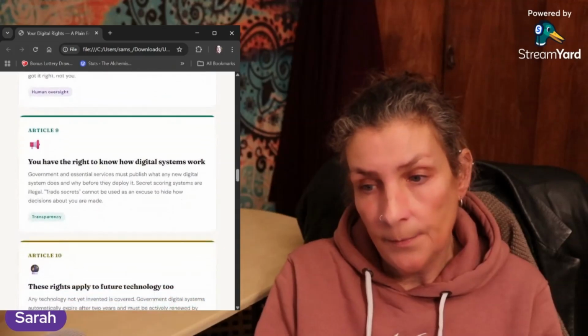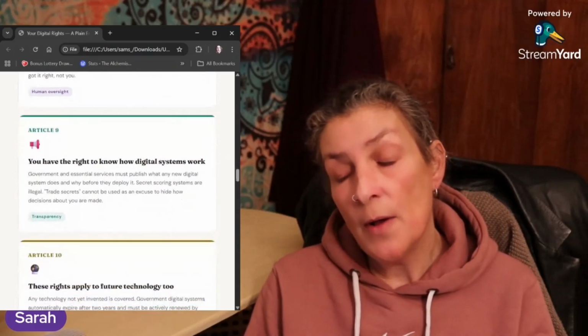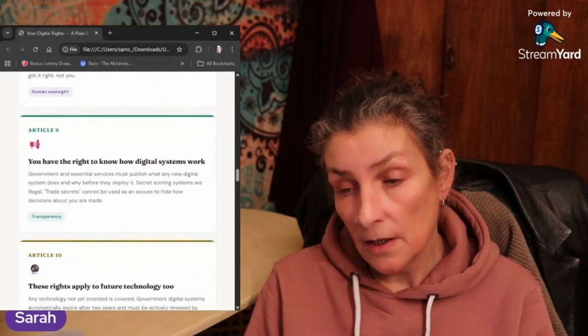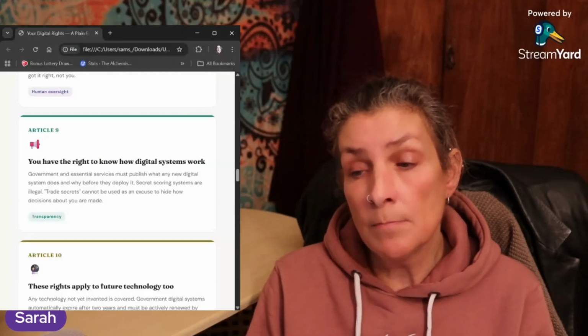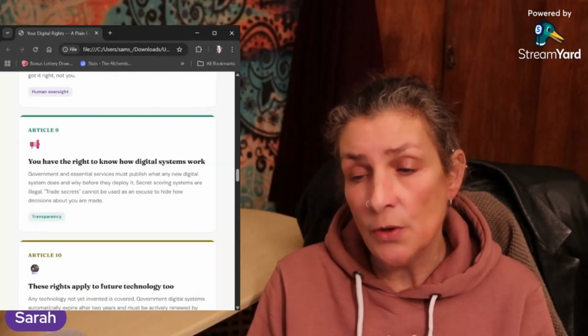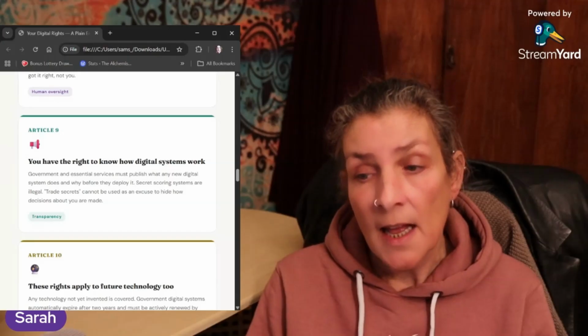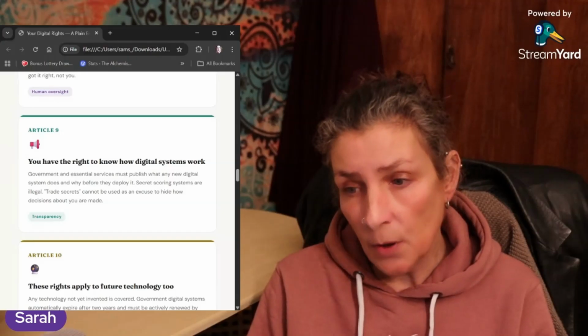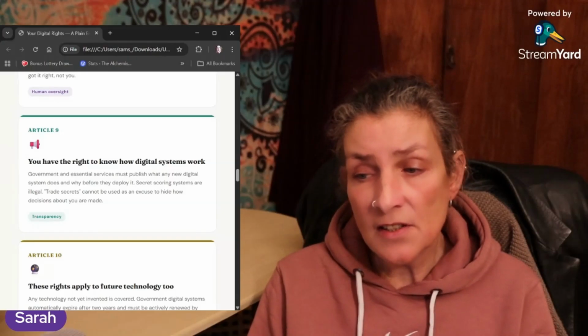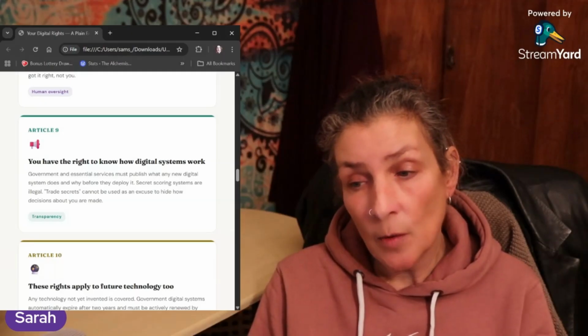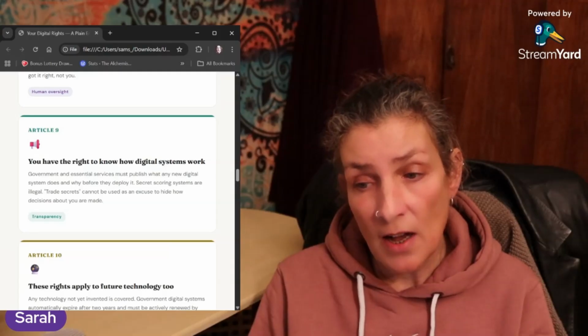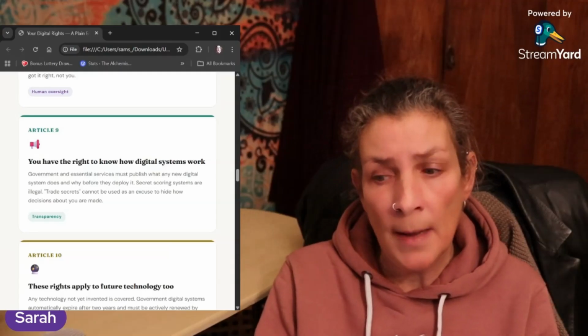Article 9. You have the right to know how digital systems work. Government and essential services must publish what any new digital system does and why before they deploy it. Secret scoring systems are illegal. Trade secrets cannot be used as an excuse to hide how decisions about you are made.